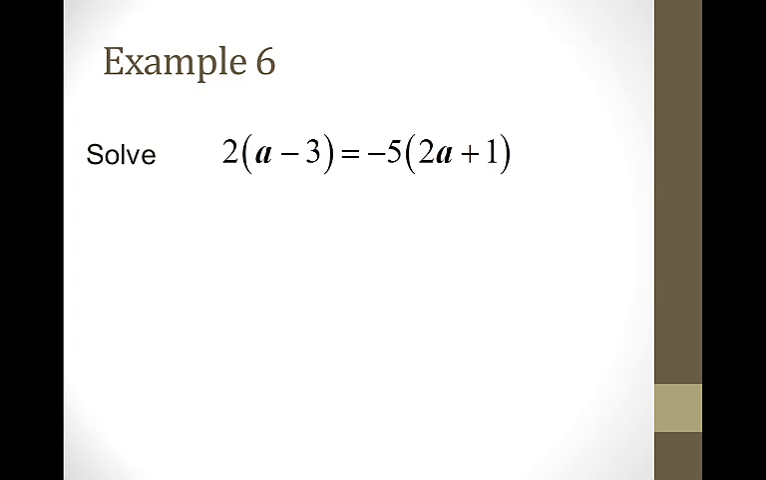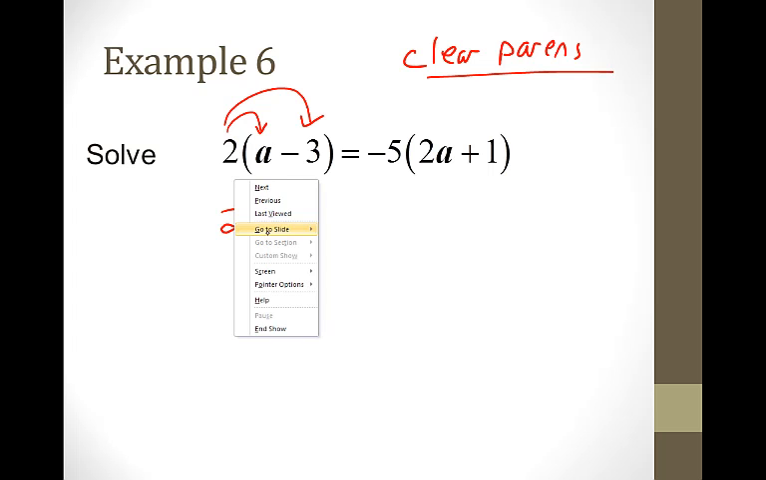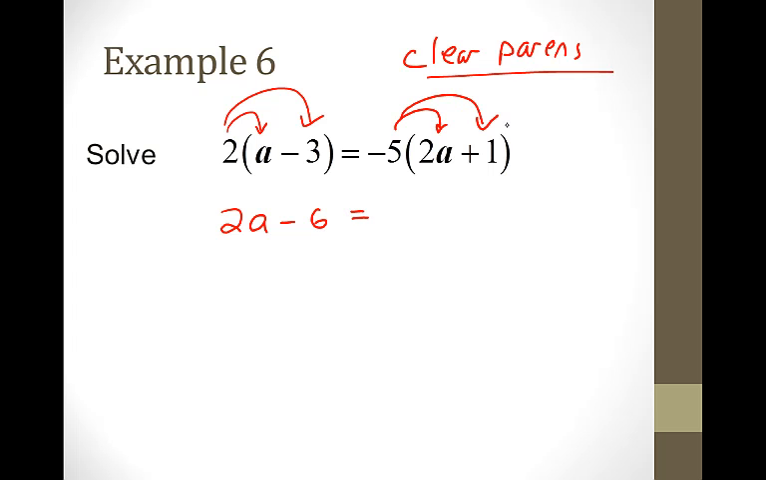Okay, solve 2 times the quantity a minus 3 equals negative 5 times the quantity 2a plus 1. So our first step here is to clear parentheses. Clear parens is my shorthand way of saying that. So I'm going to multiply the 2 to the a and the minus 3. And we had a whole lesson on doing this. So 2a minus 6 equals, and the same thing with the negative 5. Multiply it to everything in parentheses. So negative 10a minus 5.